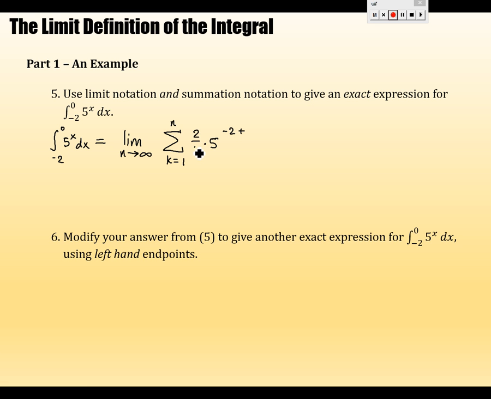2 over n out front. And here this was 2 over n times k. All right, good. So I think we've done it. I think we've come up with an exact expression for this integral, right? That is the main thing we want to get to today, that you can do this.